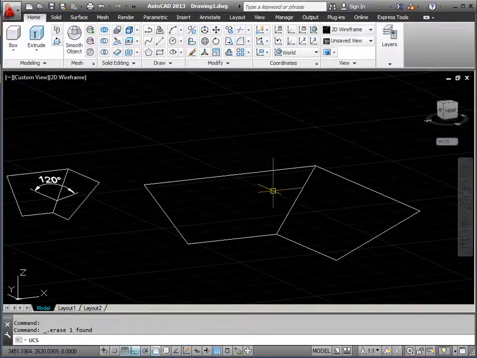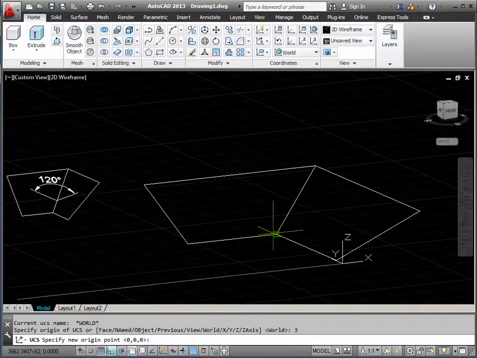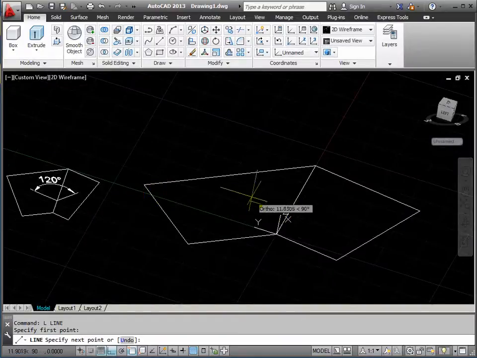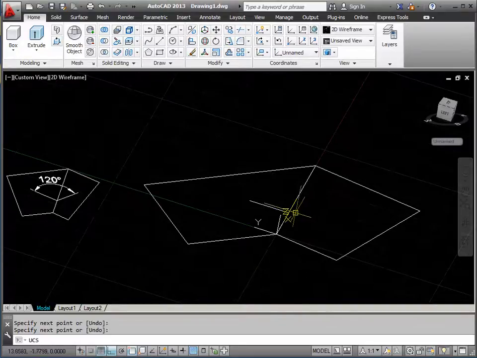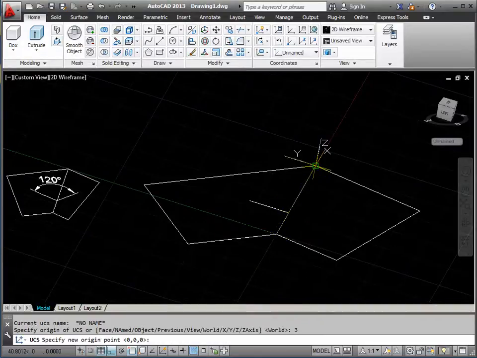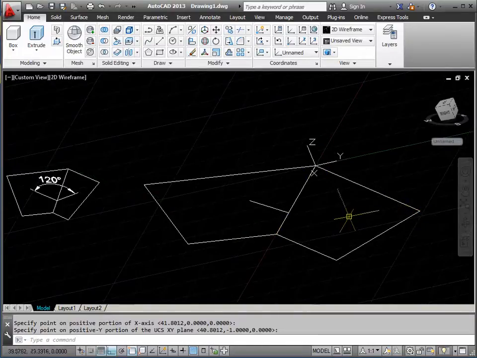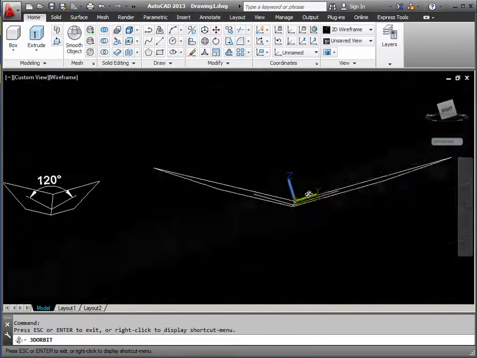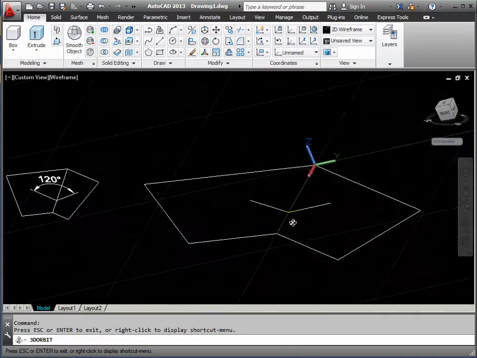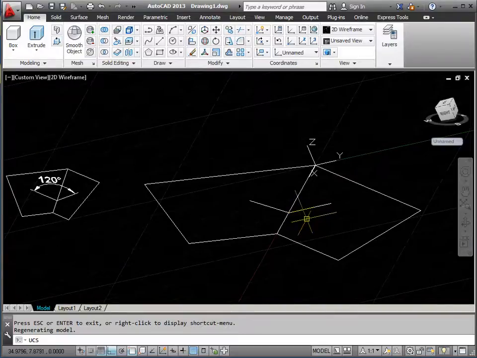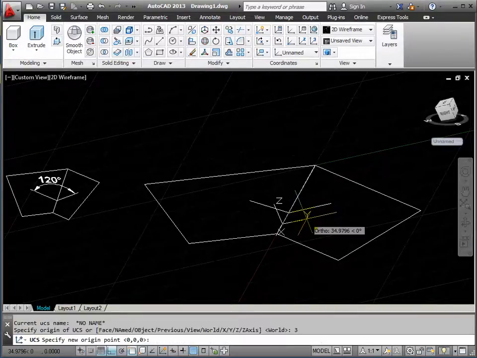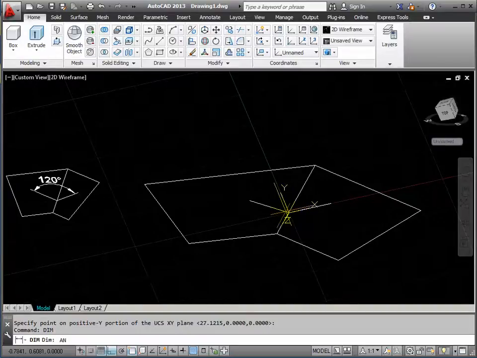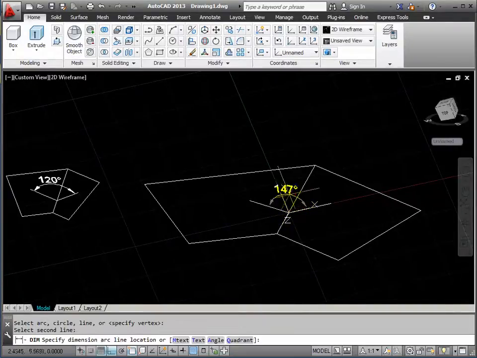Then UCS, 3 point, pick one, pick two, pick three, draw a line. UCS 3 point, do it the other way now, pick one, pick two, pick three, draw a line. Let's just check that they're on their own roof planes. They seem to be. Then we set up the UCS 3 point between those two lines. Pick one, pick two, pick three, and then dim, angular, 147 degrees.